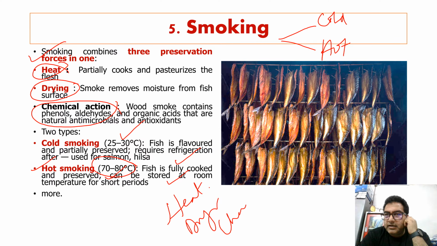So smoking at 25 to 30 degrees Celsius, the fish is partially preserved, but at 70 to 80 degrees Celsius.